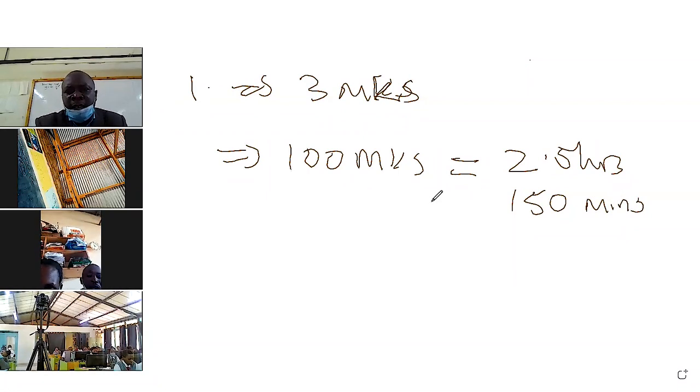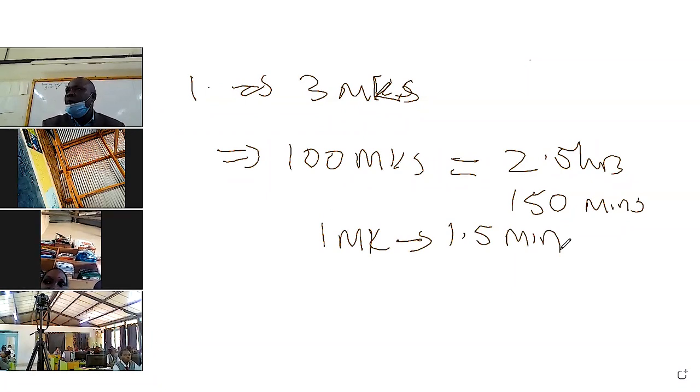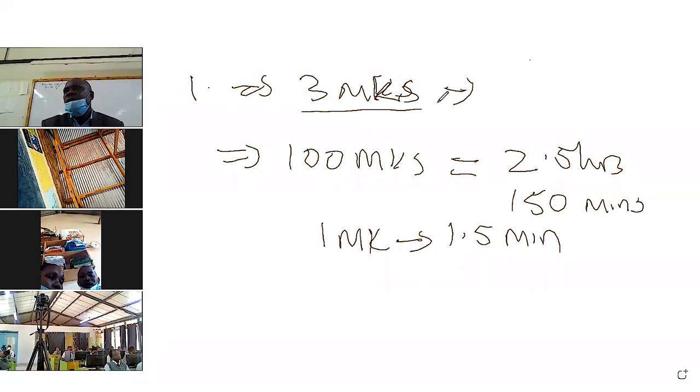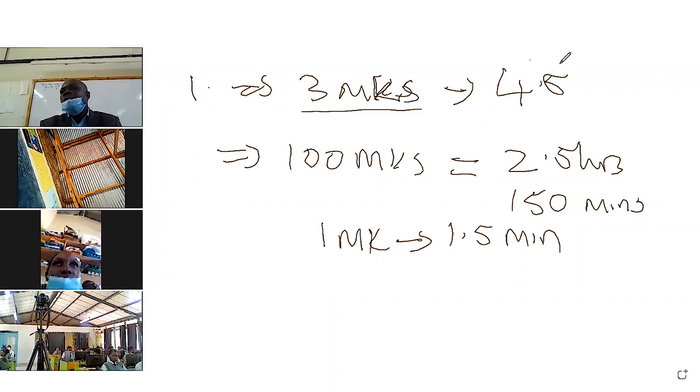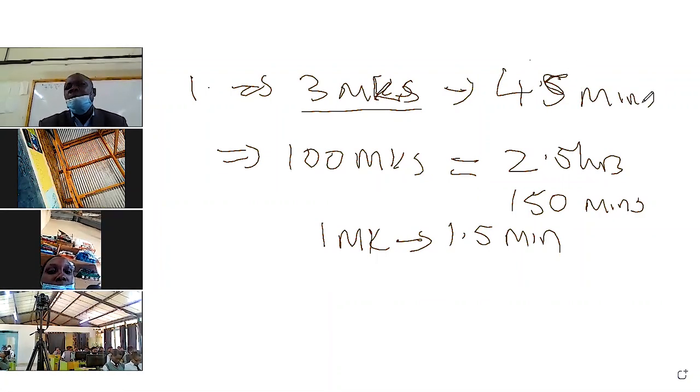If you work this out, you realize that 1 mark, you are supposed to score in how long? 1.5 minutes, that is 1 minute and 30 seconds. So in a question where there are 4 marks, how long should you take? Simple maths. 1 mark you are supposed to score in 1.5 minutes, so for 3 marks, multiply 3 by 1.5. That is 4.5 minutes. That's what you are supposed to score those marks in.